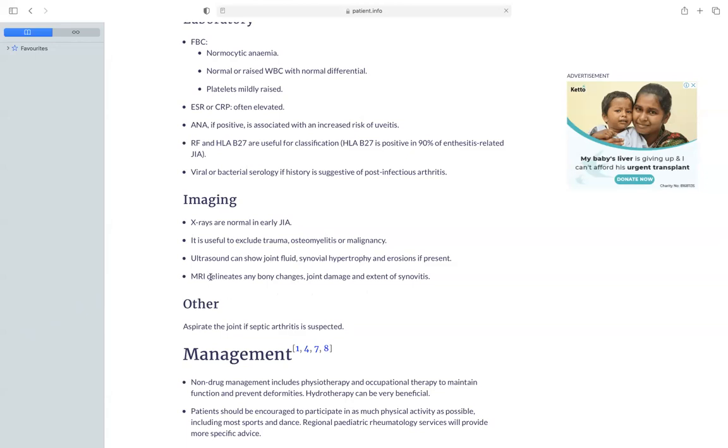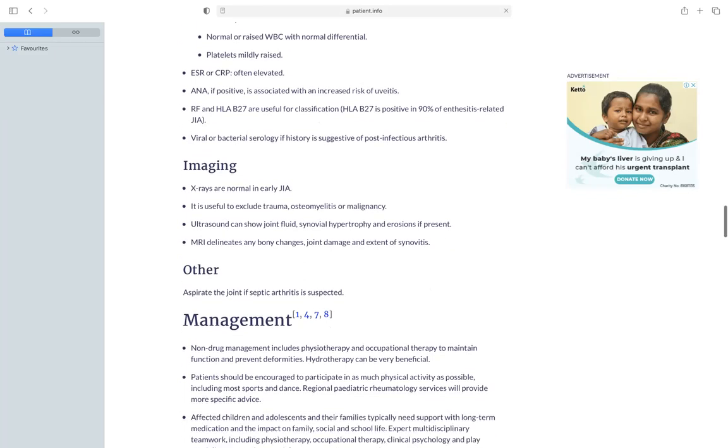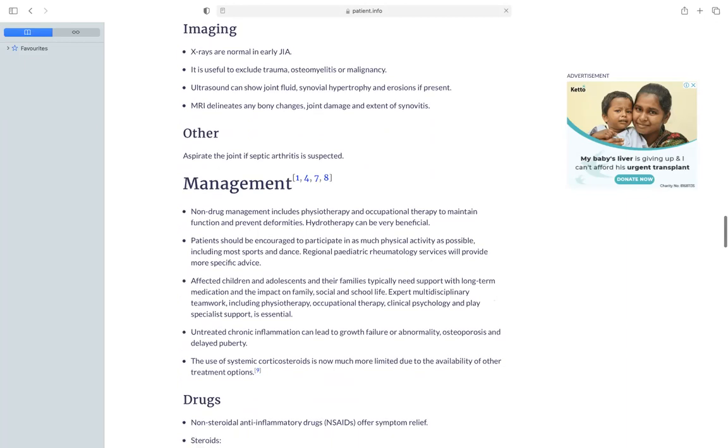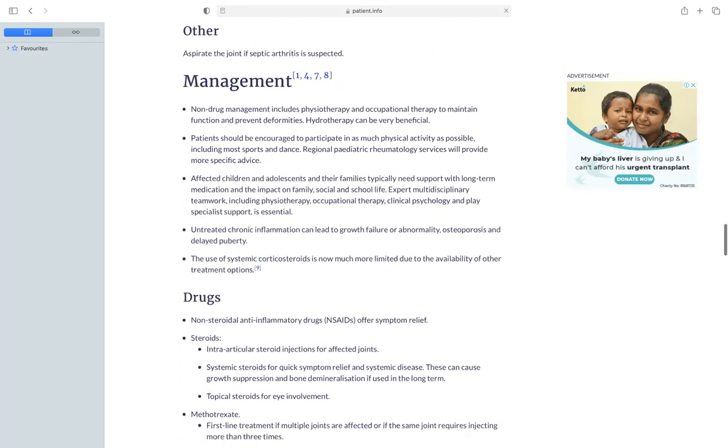So what will ultrasound tell you? The joint fluid and any synovial hypertrophy and erosions. MRI shows any bony changes and joint damage, so you get a clear picture from the MRI. Next, aspirate the joint if septic arthritis is suspected. So let's go to the management.